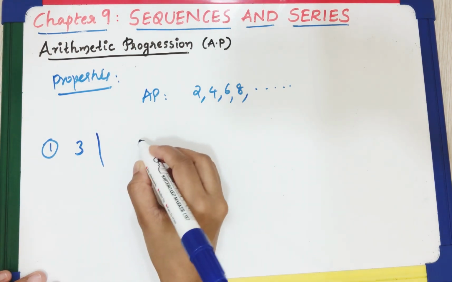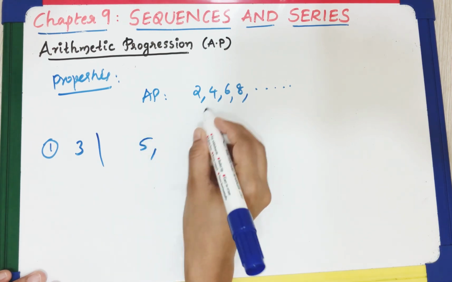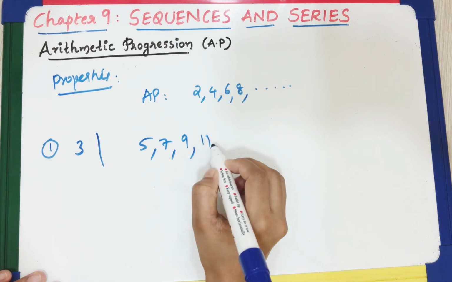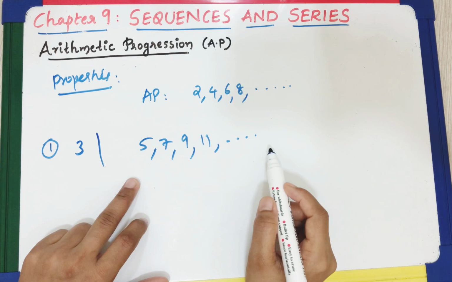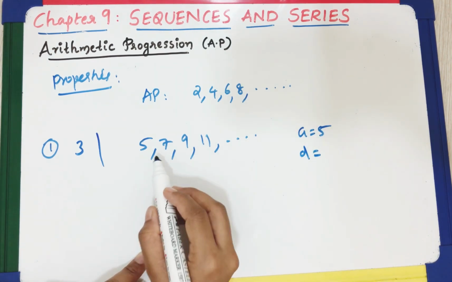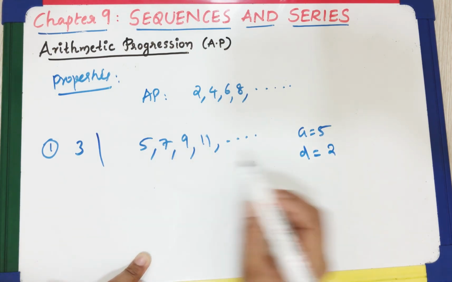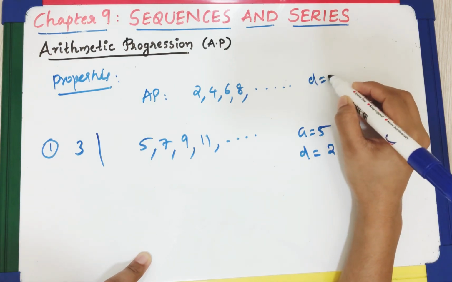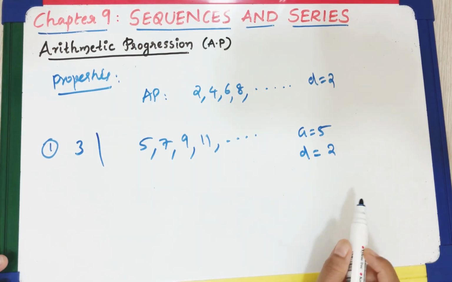Then the sequence will be, adding 3 to each term, 2 plus 3, 5, 4 plus 3, 7, 6 plus 3, 9, 8 plus 3, 11, etc. Here it's an AP with a equal to 5 and d equal to the same 2: 7 minus 5 is 2, 9 minus 7 is 2. Here the common difference does not change. Here d is equal to 2 and here also d is equal to 2. We can say it in general.